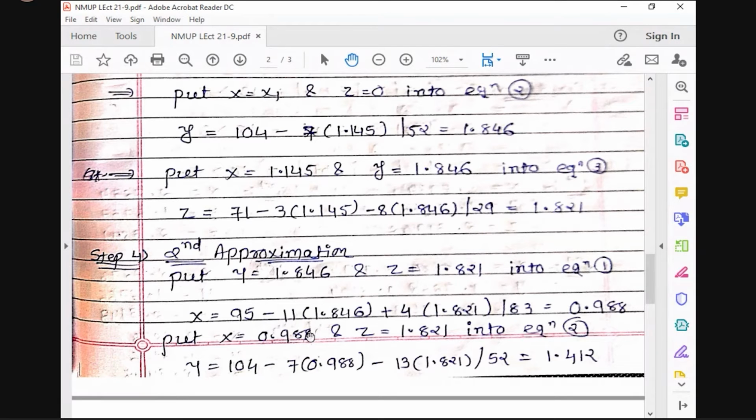Are you getting me? Just write down in the chat box yes or no. Up to this, are you getting me? Everybody. Up to this, clear? Or any questions? Just write down in the chat box yes or no.